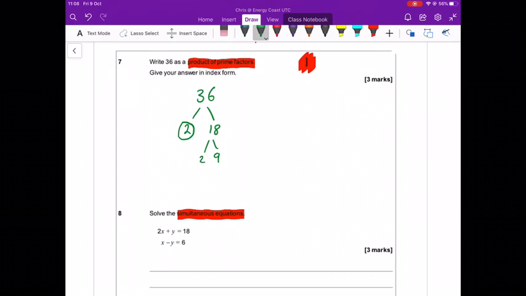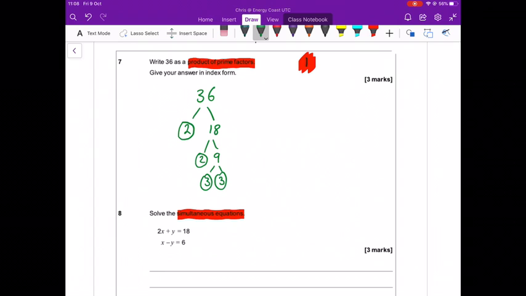Let's split 18 up. That is 2 times 9. 2 is a dead end, it's a prime number. And 9 isn't, but people get confused. 9 isn't because it's 3 times 3. Now 3, I can't split up anymore because 3 is a prime number, so I'm finished. I've got all dead ends at the end of my tree.